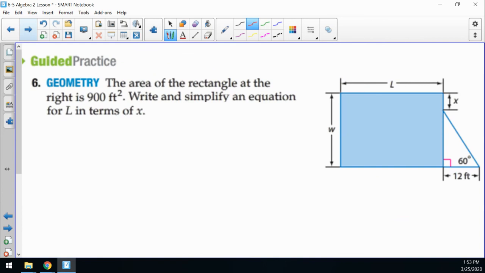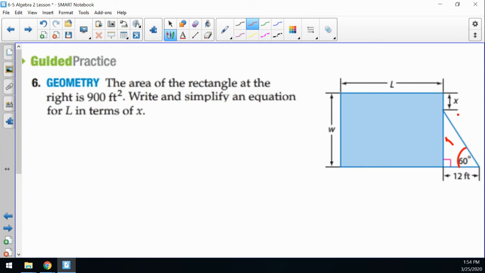Okay, here's a problem that you can try. It says the area of this rectangle is 900 feet. Okay, write and simplify the equation in terms of x. Okay, I'll have you attempt this problem. You're going to have to know a couple different things right here and know that this is a 60-degree angle towards this. And so if you don't know what that is, if you're not sure, you haven't taken geometry, what we're going to do is we're going to say this, okay?